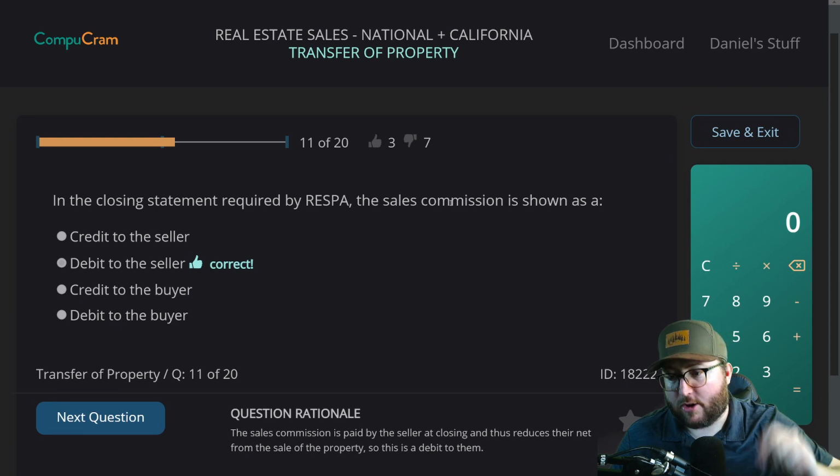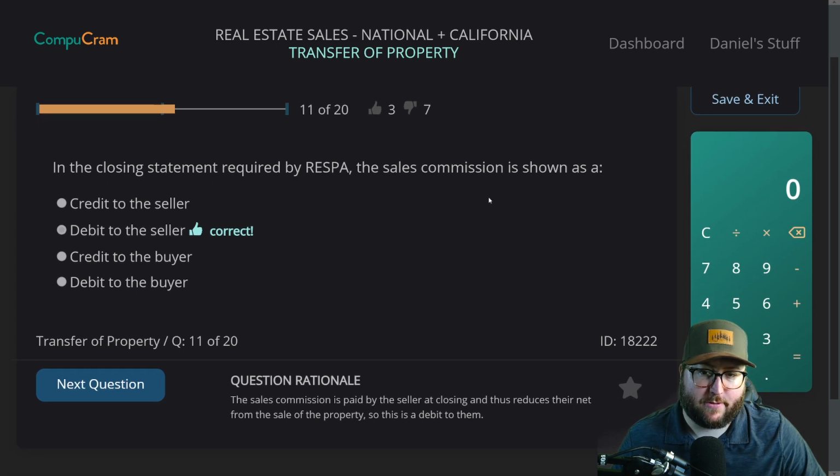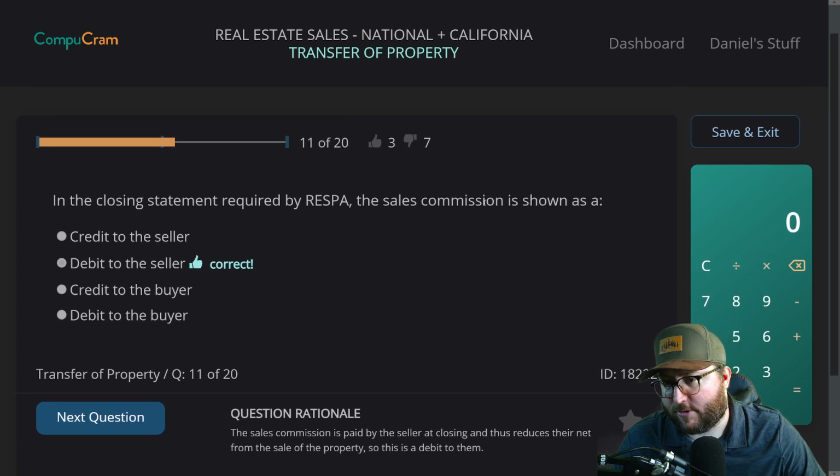Real estate commissions are negotiable though. Sometimes the buyer will have to pay. Sometimes the seller will have to pay less. That's not new, but it's more clear now.